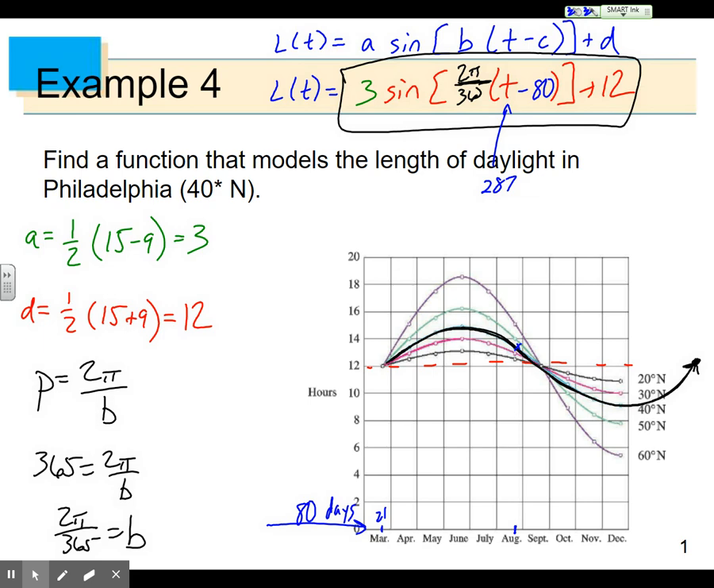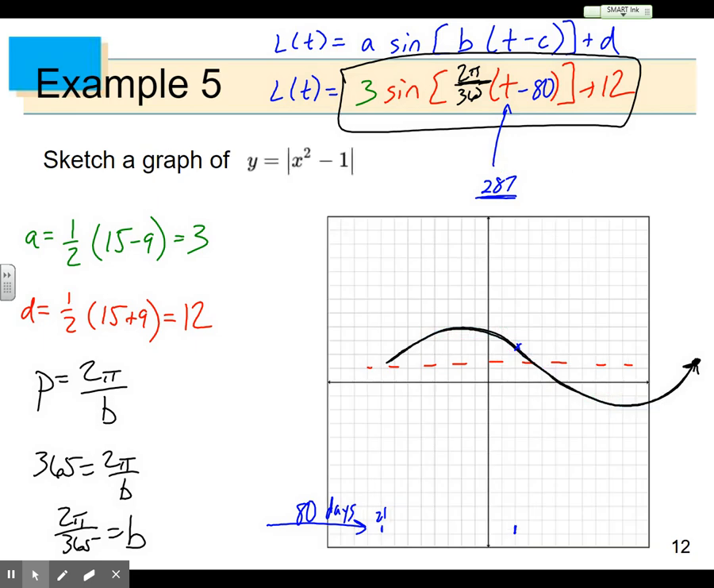Pretty cool little function. You need to test me on that 287, see how close I am. I'm curious. I'm going to do it after the video.